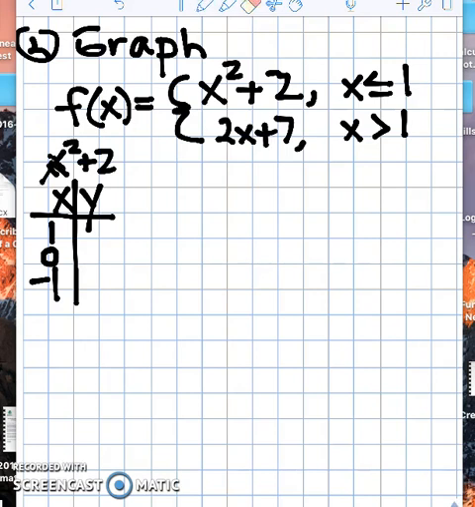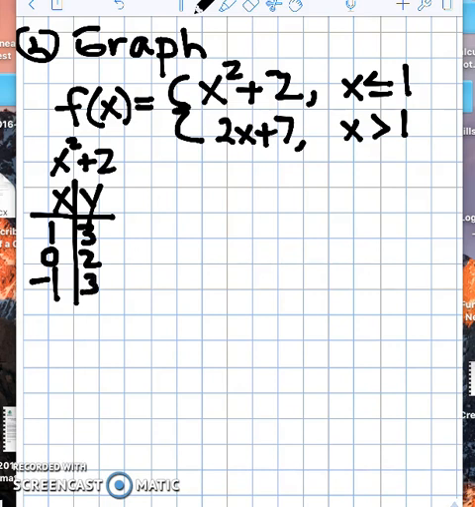Sorry about this again, it's a kind of a mess here. I promise I'll get better at it. 1 squared is 1 plus 2 is 3. 0 squared is 0 plus 2 is 2. -1 squared is 1 plus 2 is 3.